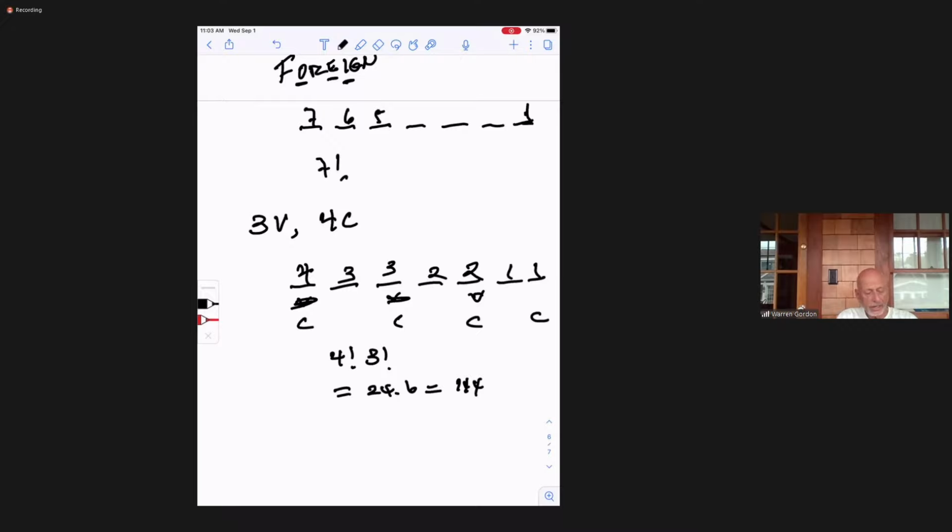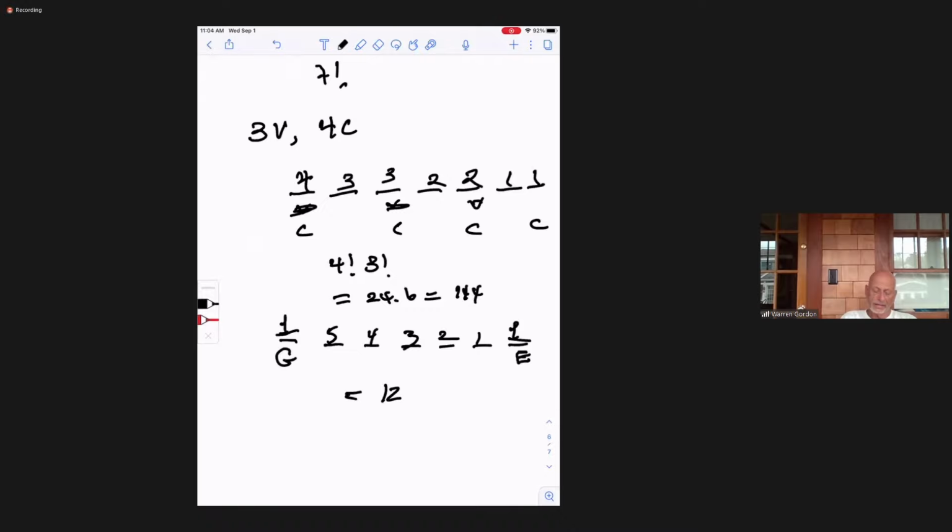How many begin with a G and end with an E? Okay. If it begins with a G, there's only one G, so I only have one choice here. If it ends with an E, the E goes here, I only have one E, so there's only one choice here. So I use up 2 letters, how many letters are left? 5. There was no other restriction. 5, 4, 3, 2, 1. This turns out to be multiplying together 120. Is that okay? Does that answer your question? Yeah, it did. Okay.